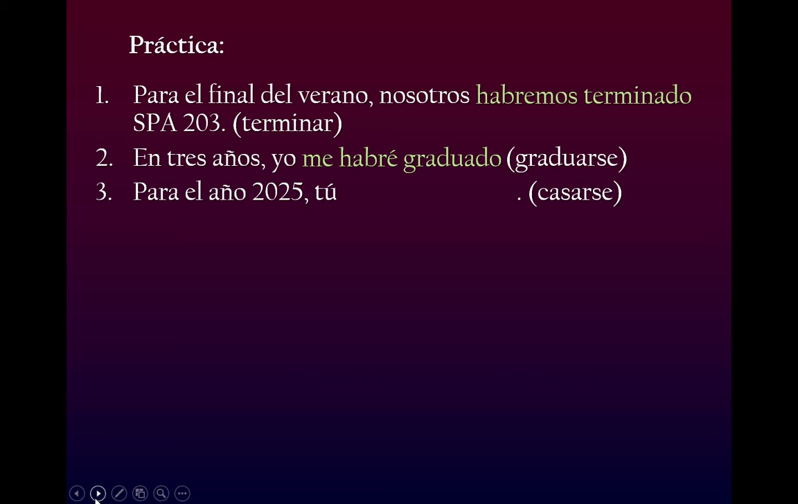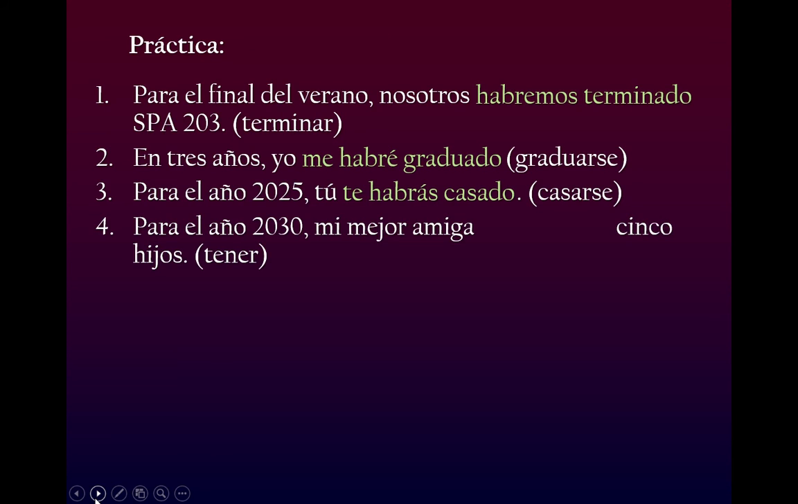So se will change to te, and then you have to have the tú form of the verb haber in future. So it'll look somewhat similar to number 2, habré, except it'll be the tú form. That would be habrás. And then you want the past participle of the verb casar, which would be casado. So para el año 2025, tú te habrás casado. By the year 2025, you will have gotten married, or you will have married.